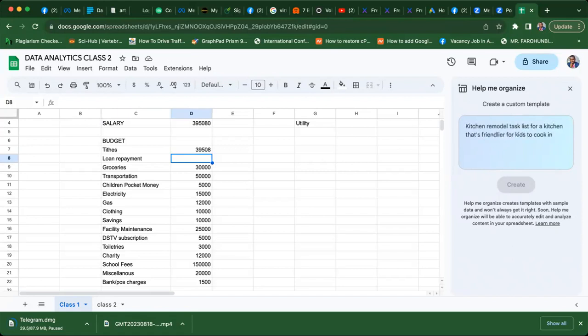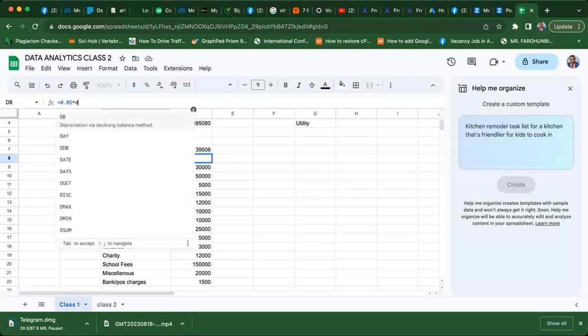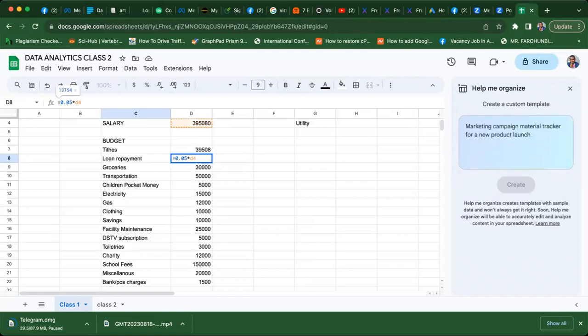5%. That's 5%, sir. So 5% is 0. What? 0.5. 0.5 times what now? 0.05. Thank you. 0.05 times what? Times cell D4. Thank you. Times cell D4. That's what you are going to do. And then you enter it. So that's what is going to come up.